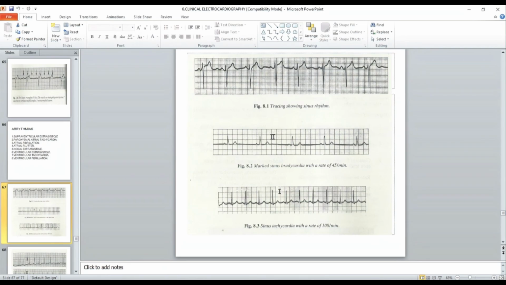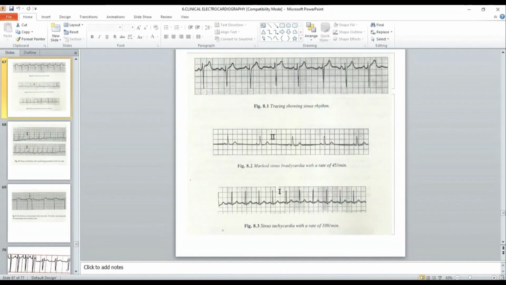Normal sinus rhythm is characterized by a P wave, constant P wave configuration, normal PR interval, constant PP and RR cycles, and the rate would be 60 to 100 per minute. The arrhythmias of sinus origin may be sinus bradycardia, sinus tachycardia, sinus arrhythmias, wandering pacemaker in the sinus node, sinus block, and sinus arrest. We have already discussed sinus block and arrest in the atrioventricular blocks.